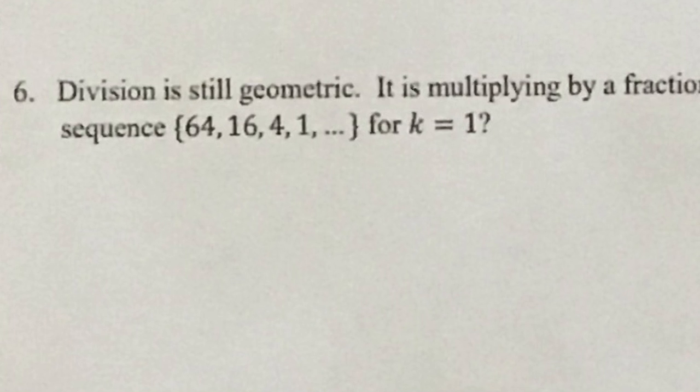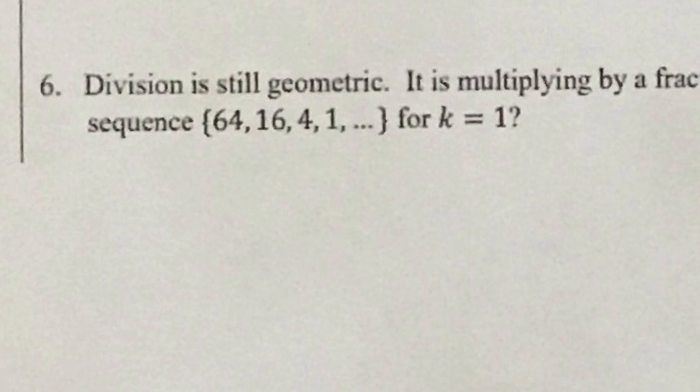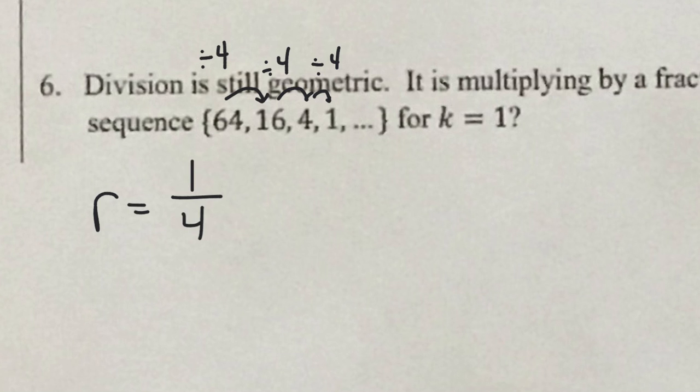Here we see division is still geometric because we're multiplying by a fraction. Okay, so if we have 64, 16, 4, 1, what is my common divisor in this case? It's we're dividing by 4, right? Every term is divided by 4. So we have a ratio of 1/4, right? That's what it means to divide by 4. This is the same thing as multiplying by 1/4.